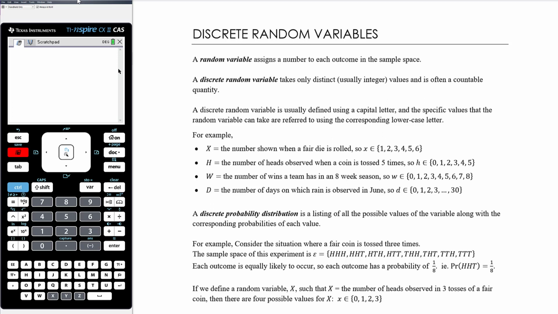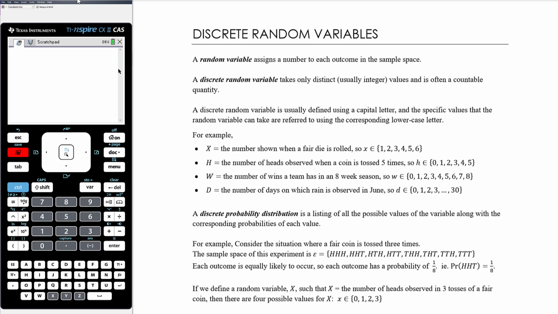So in this video we're going to be looking at discrete random variables. A random variable is when we assign a number to each outcome in the sample space of a probability experiment. And when we're talking about discrete random variables, we're talking about where we have outcomes that are discrete data.